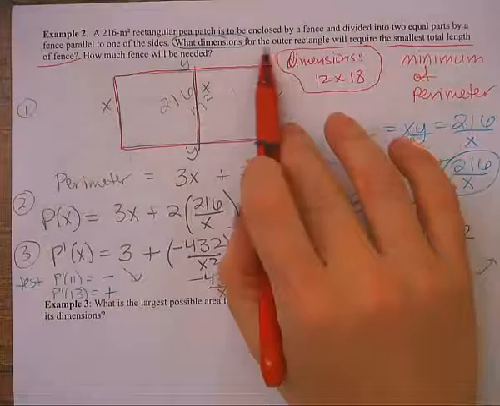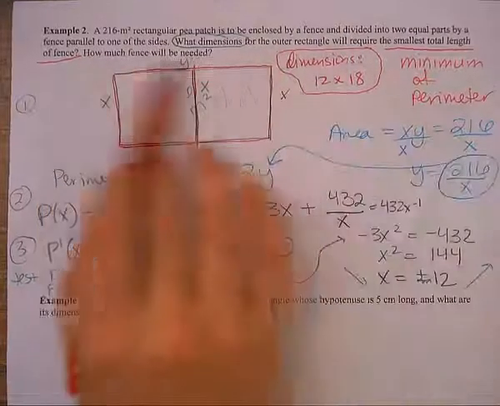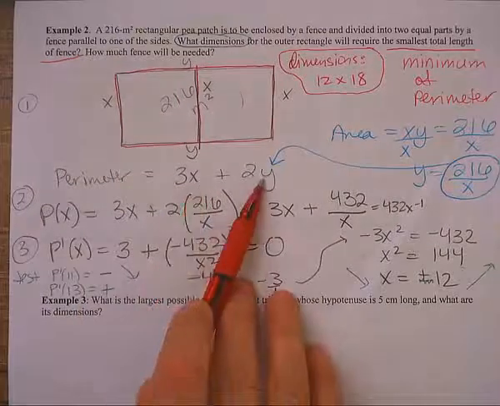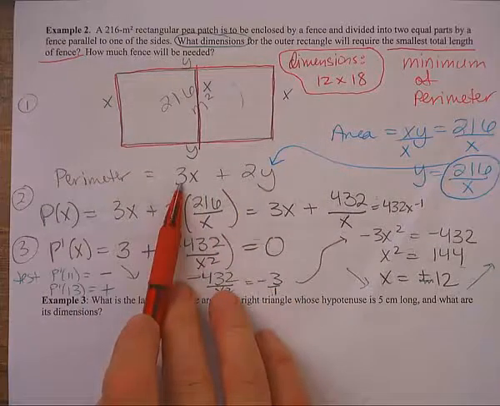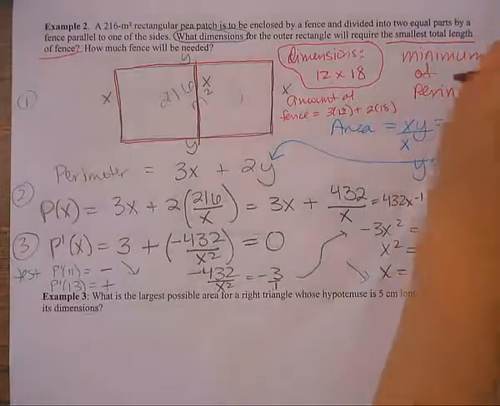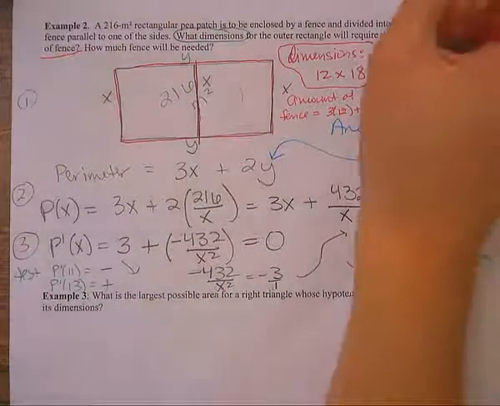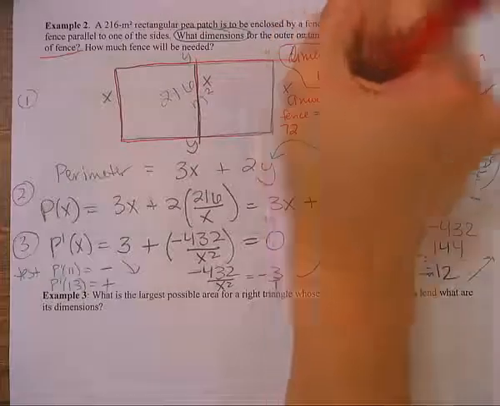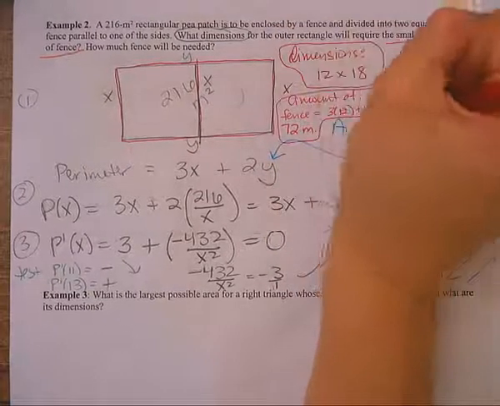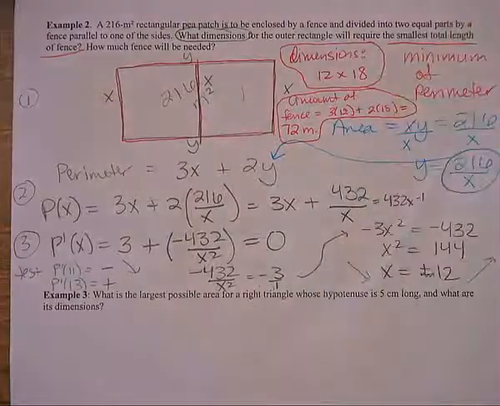And then it also asks what is the amount of fence? Well, the amount of fence was right here, 3 of the x's plus 2 of the y's. So it'd be 3 times 12 plus 2 times 18. And that would give us a total amount of 72. And it was meters, 72 meters. And so that answers both parts of that question.